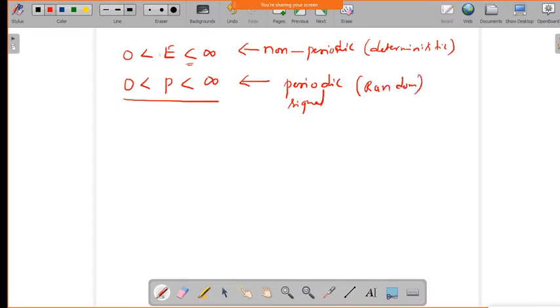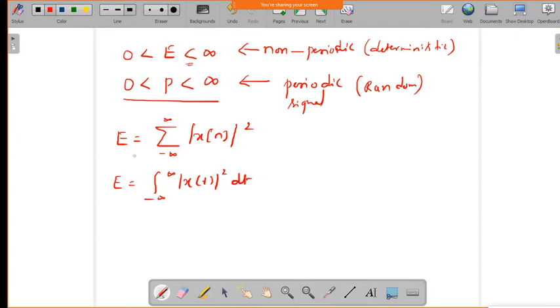So now you know the expressions for energy and power signals, so you can find the energy of a particular signal, which is equal to a summation. In the discrete time case, it is the summation from minus infinity to plus infinity of |x of n| squared. Okay. So in the continuous time case, it will be the integral from minus infinity to plus infinity of |x of t| squared into dt. Okay. So this is the expression for the energy signal.